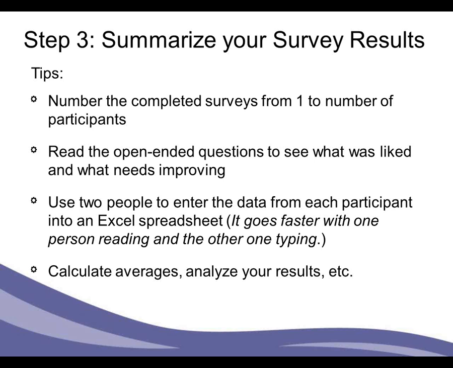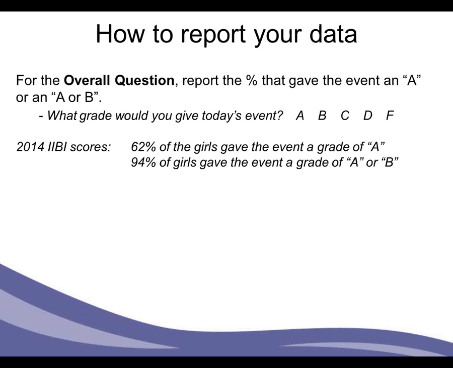Finally, you should calculate averages to analyze your results. Here are some ways you can report your data. For the overall question, report the percent that gave you an A or the percent that gave you an A or a B. For example, at the 2014 Invent It Build It event, 62% of the girls gave us an A. 94% of the girls gave us an A or a B.